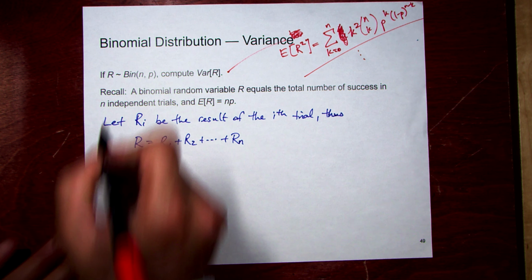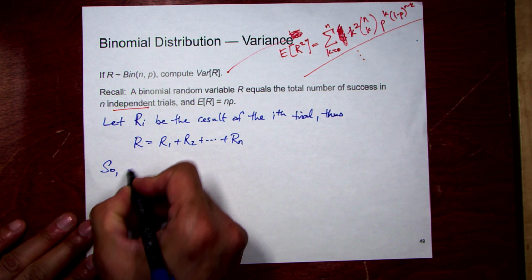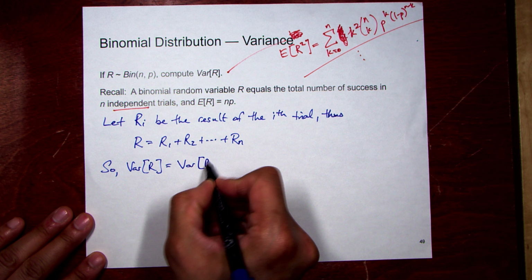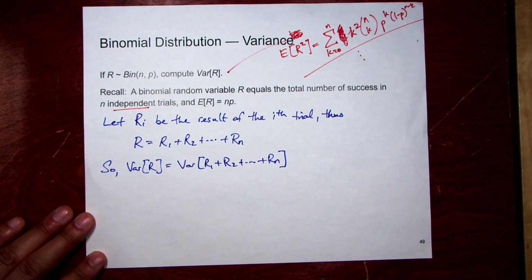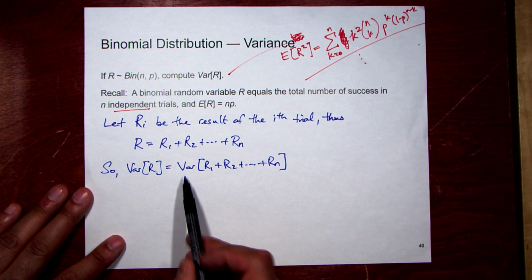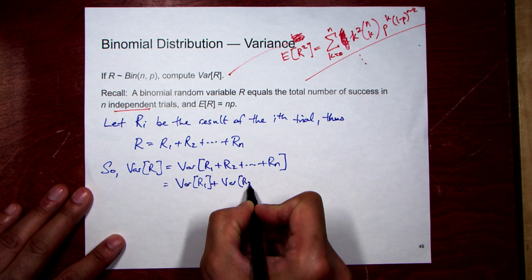And they're independent trials. So you can use the theorem that we proved last time. Okay, so the variance of R is equal to the variance of R1 plus R2 plus Rn. And independence means that these variances just add together. Okay, this is the variance of R1 plus the variance of R2 plus the variance of Rn.